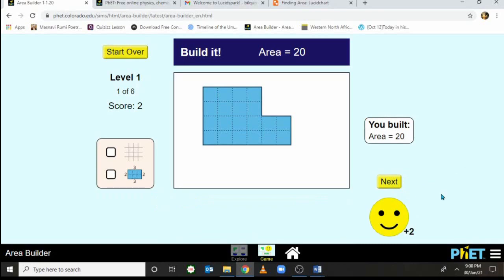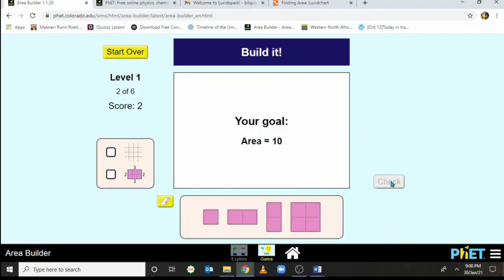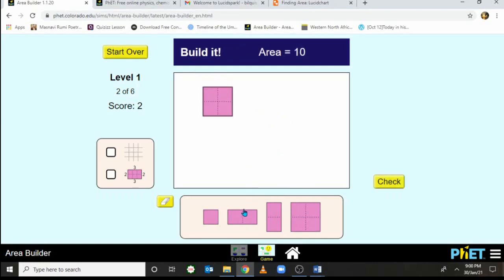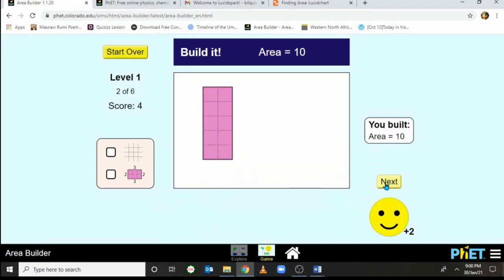Next we'll click, and it asks us to build. We have to build an area which has 10 squares. Okay, so we'll start putting our shapes here. Let's put a big square with 4, then 4 more becomes 8, then 2 more, it becomes 10 squares. Let's check. Wow, we did it. So we got 2 more points, and now our score is 4.